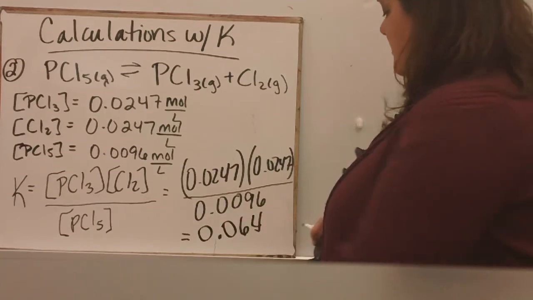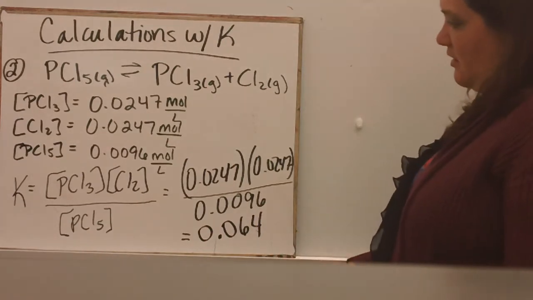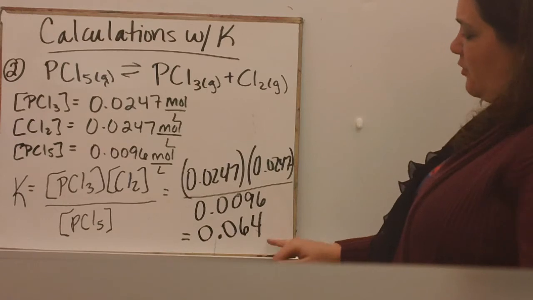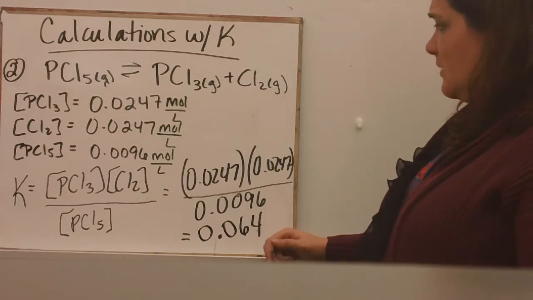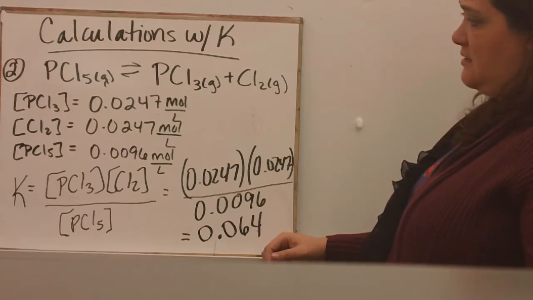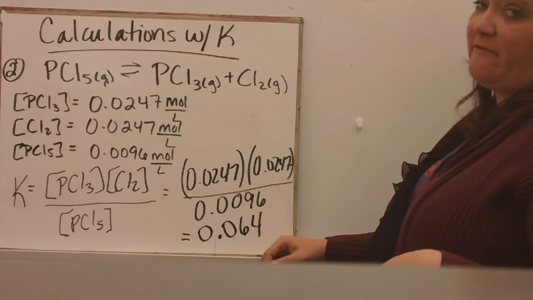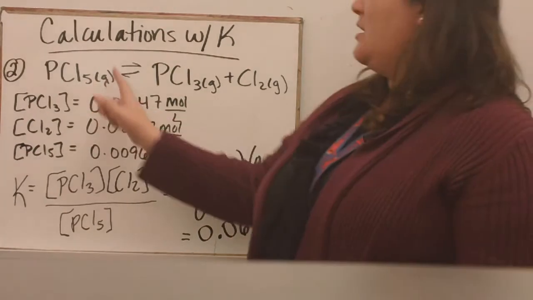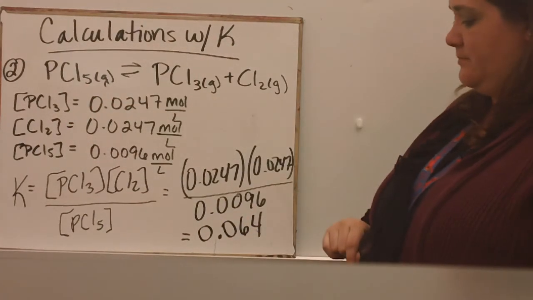Now K does have units, but we don't need to be concerned about what they are. They don't matter to what the expression means. And since K here is less than 1, that means that there are more reactants at equilibrium than there are products. So what we say is that the reactants are favored because they have a higher concentration. There would be more PCl5 present at equilibrium than the two products.